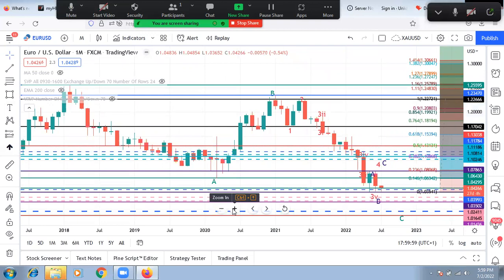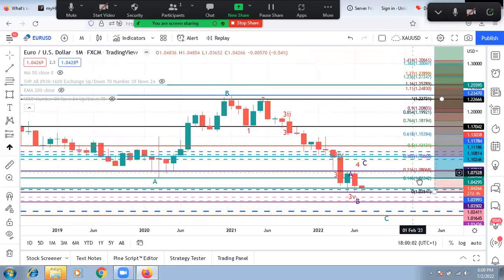I want you to pay attention to this. We already went past 14.6. We got to 23.6, so the price seems to be stalling at 23.6. Are we going to proceed to 38.2 or not? Of course, we know 50 is the last place that the price can go to.